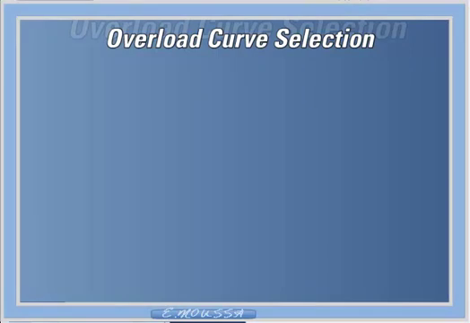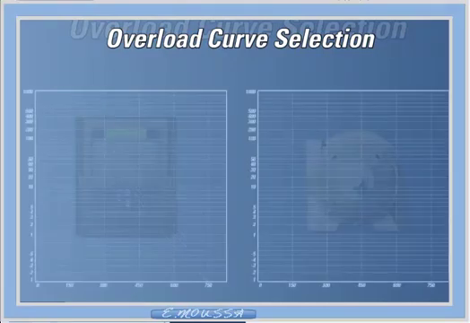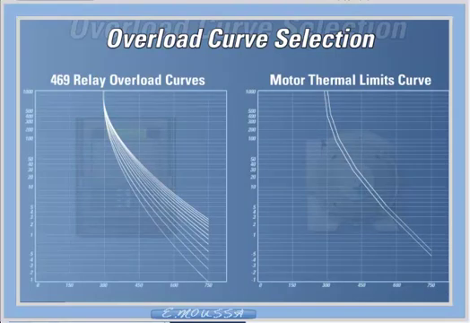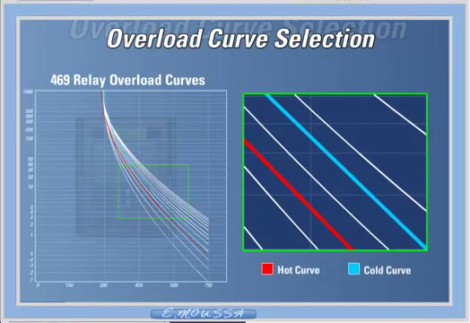Overload curve selection. The modern digital relay has multiple standard overload curves, which can be chosen to provide accurate protection for the motor. In selecting a curve, the engineer would overlay the standard curves to determine the best fit. The overload curve should be chosen such that it is just below the cold thermal limit and above the hot thermal limit. With the hot-cold curve ratio programmed correctly, the overload curves are automatically adjusted whether the motor is hot or cold.